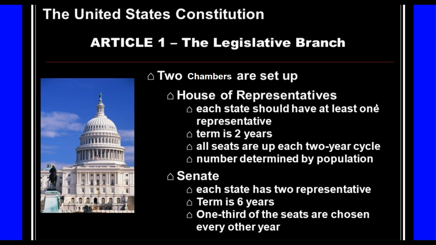And there are two chambers in Congress. One is called the House of Representatives, where each state should have at least one representative, but the number of representatives is based on population. Each representative's term is 2 years, and every 2 years there is another national election for all 435 reps in the House of Representatives.